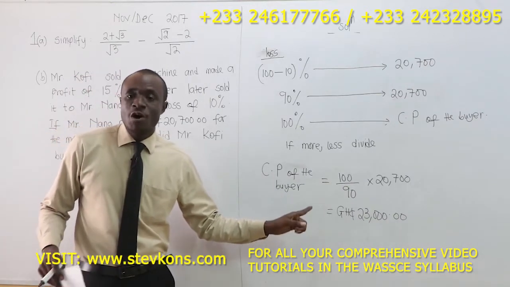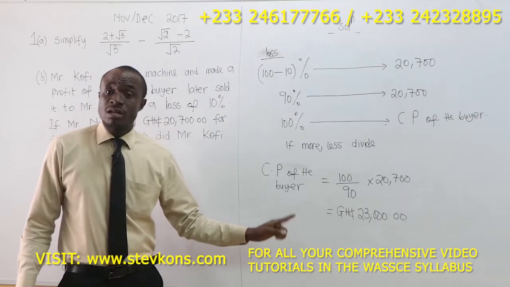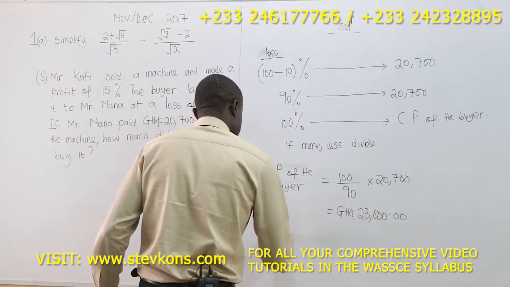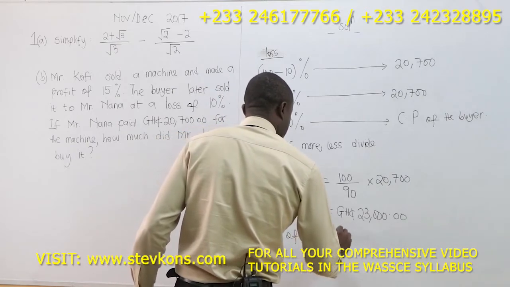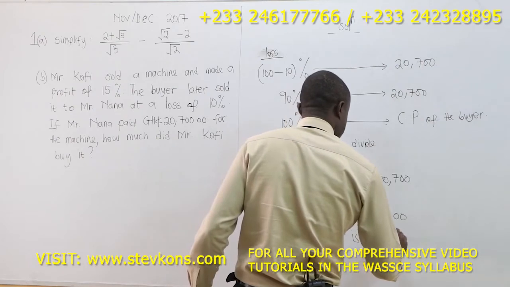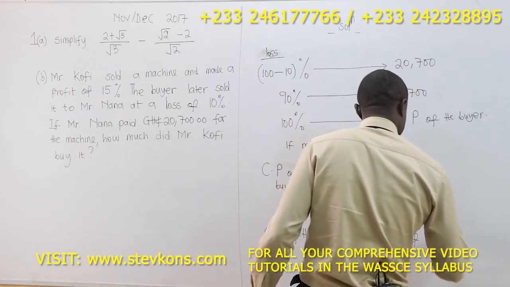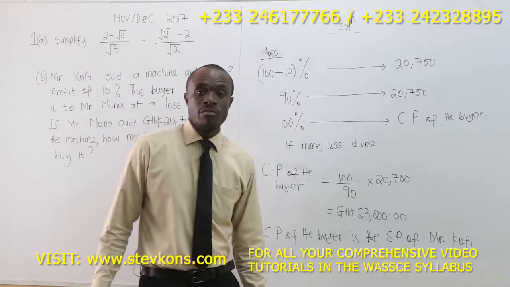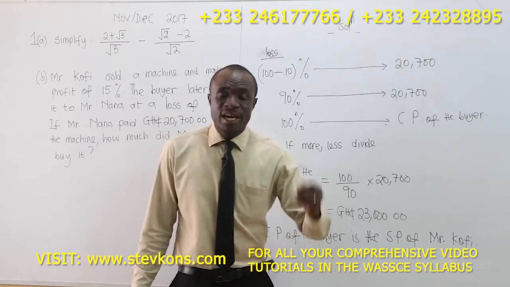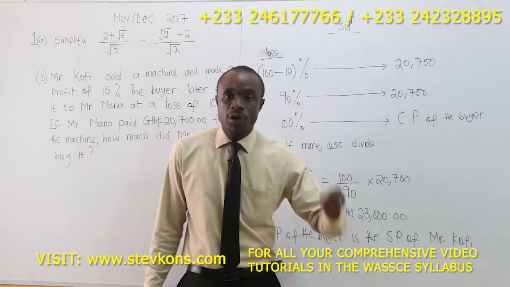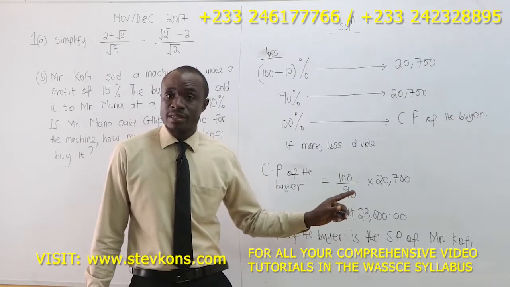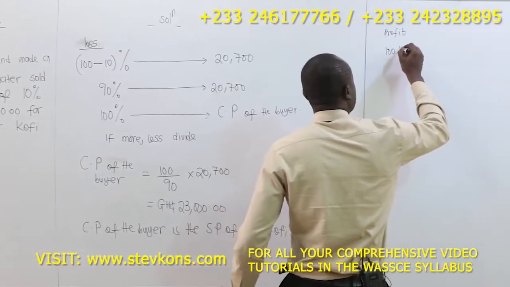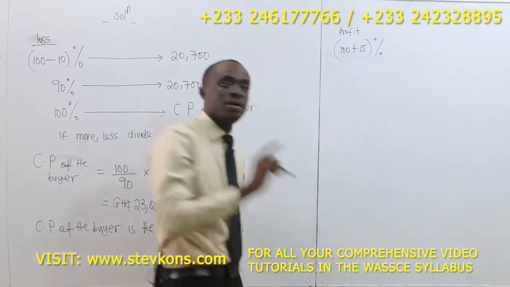But then this CP of the buyer is the selling price of Mr. Kofi. The cost price of the buyer is the selling price of Mr. Kofi. So let's note that. Let me write here: CP of the buyer is the selling price of Mr. Kofi. We have to note that. Now we are being told that Mr. Kofi sold it and made a profit of 15%. And because it is a profit of 15%, we add 15 to 100%. So because it was profit, the profit was 15%. So 100 plus 15. Why? Because it is profit.